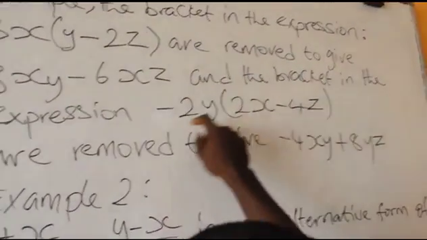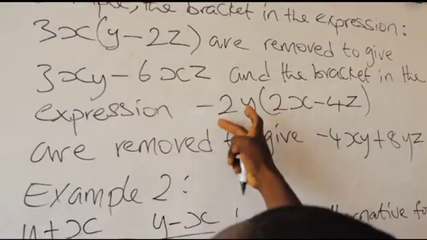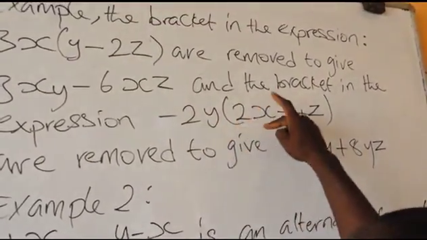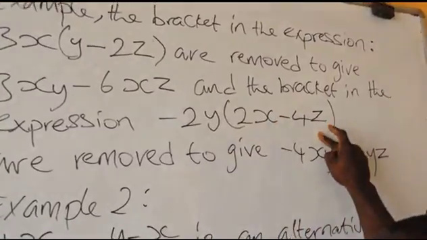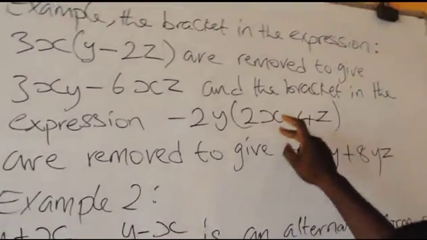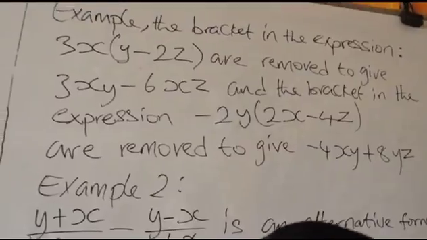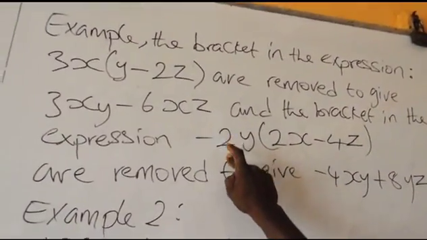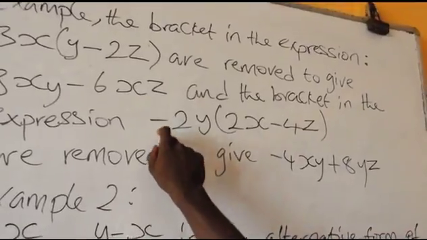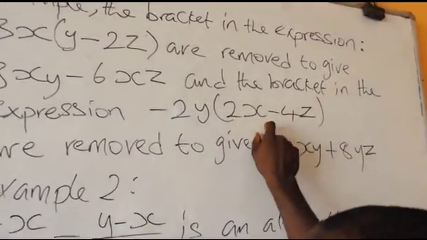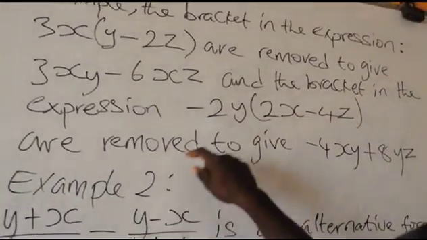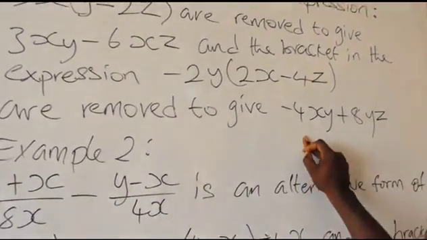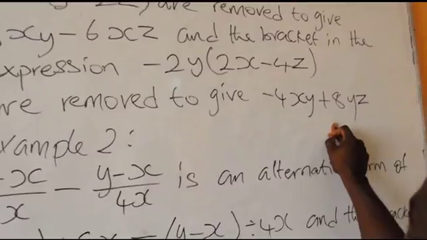And the bracket in the expression minus 2y into 2x minus 4z. So if you look at this now, that's what they told us here, that if the expression outside the bracket is negative, then all the expression inside the bracket will change sign. So this expression now I remove to give minus 4xy plus 8yz.